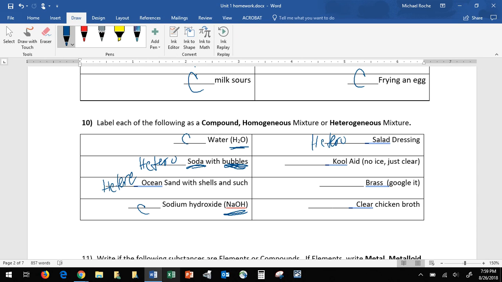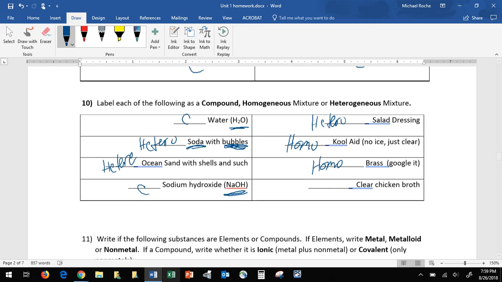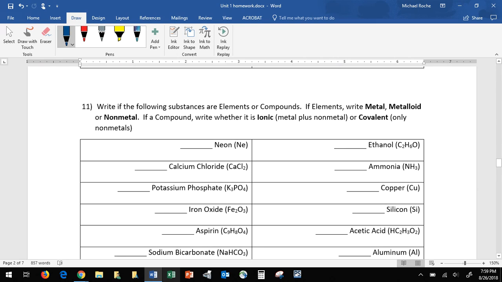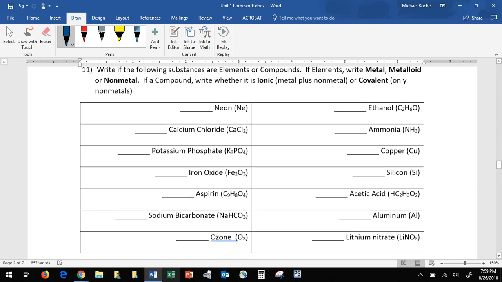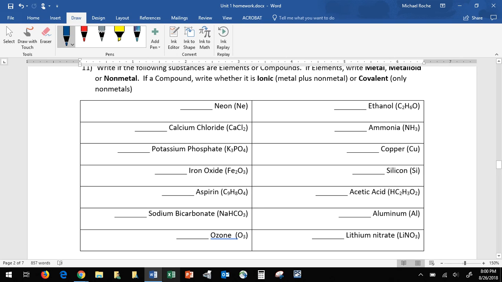Kool-Aid, no ice, just clear. That's trying to tell you it's homogeneous. You can't tell where the sugar ends and the water begins. Brass is a mixture, it turns out, and it's homogeneous. You can't see where the copper ends and the zinc begins or whatever. And clear chicken broth, I was going for homo, but if you put hetero, with hindsight, that's fine. Now these are like what we did on the quiz.